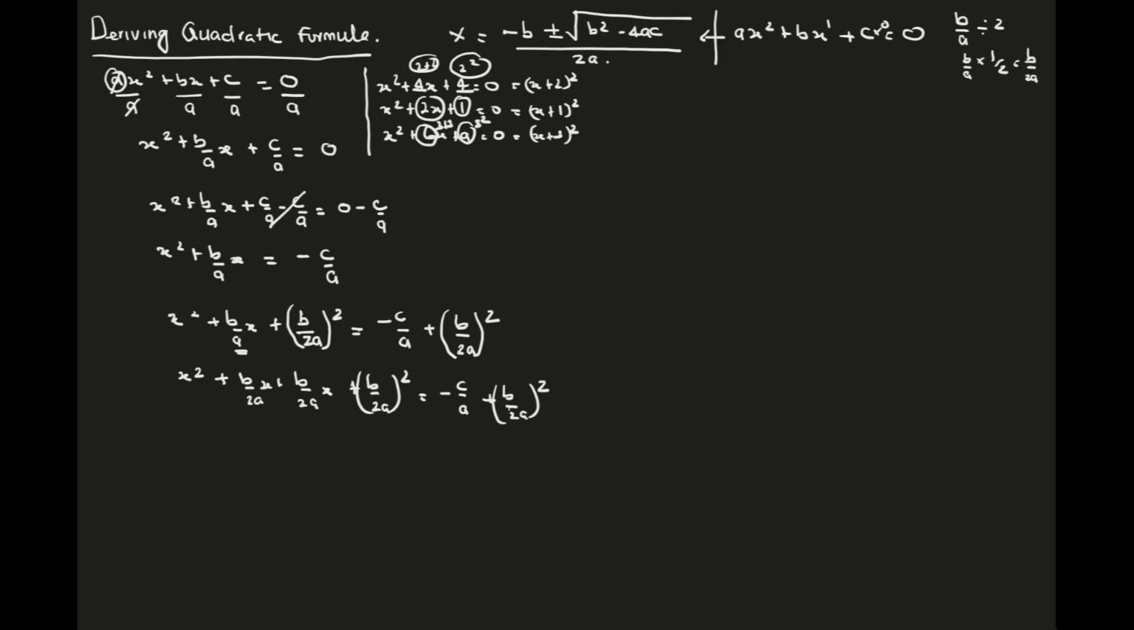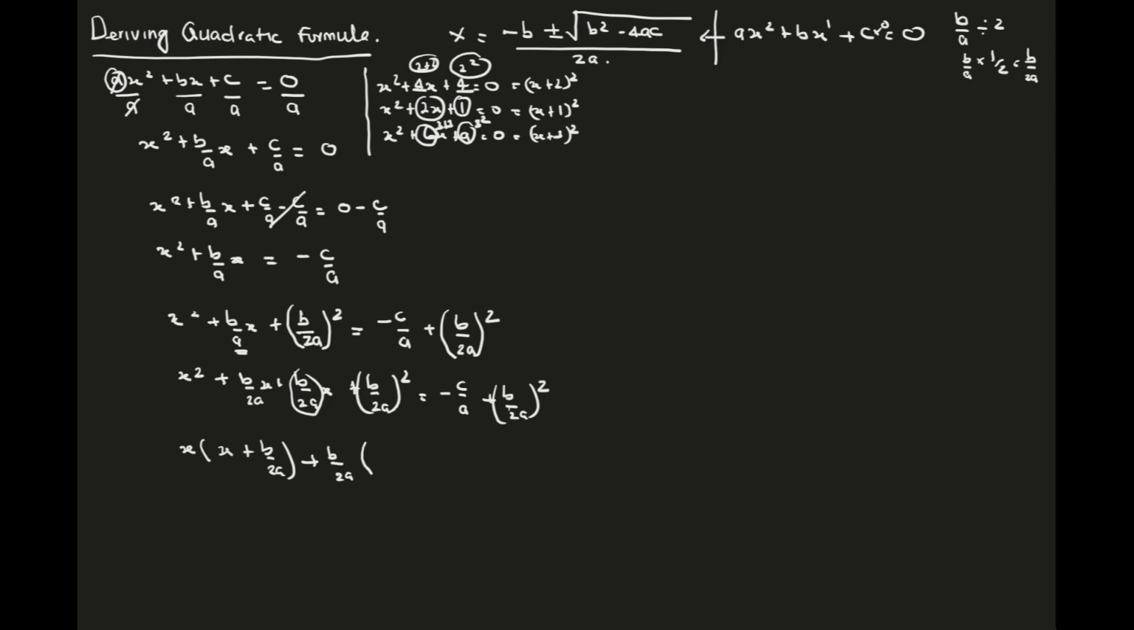So now what are we going to do? We're going to simplify this side. I'll pull out the x and then I have x here plus b over 2a, right? Then I'll also pull out the b over 2a here because it's common here and common there.